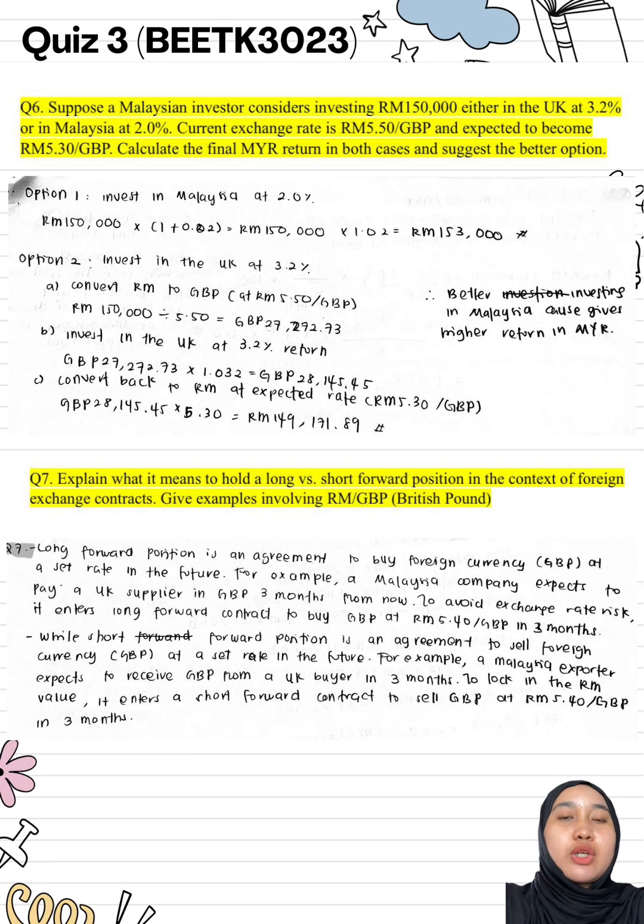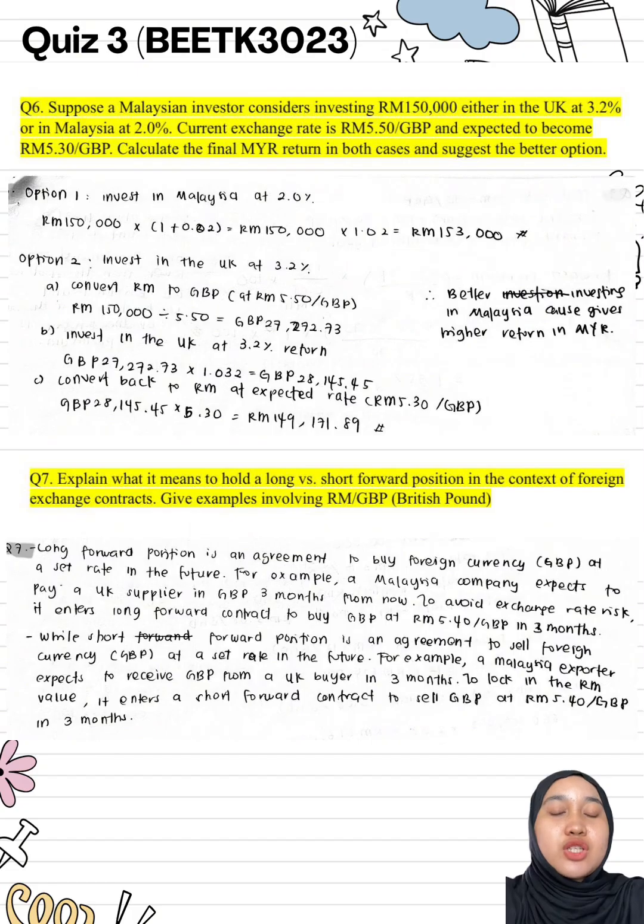When we talk about forward contracts and foreign exchange, we are referring to agreements to buy or sell a currency at a specific rate on a future date. So what is the difference between a long and a short forward position? A long forward position means you agree to buy foreign currency in the future, while a short forward position means you agree to sell foreign currency in the future. Now let's look at both examples.